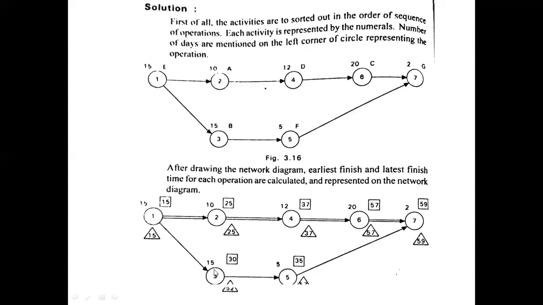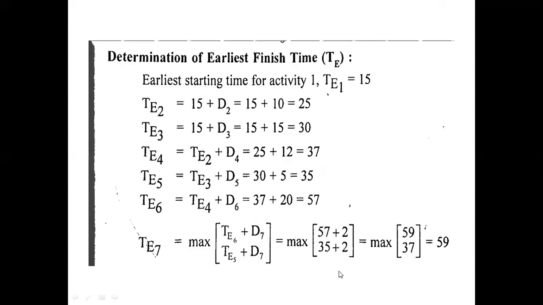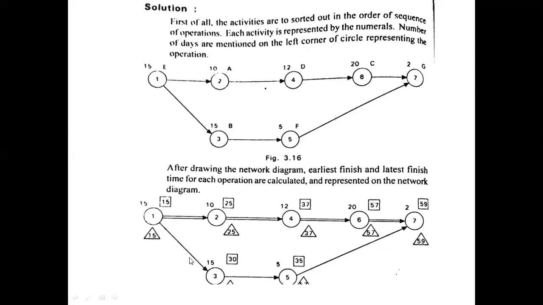And similarly, once you come to this side, for the third operation, what is the earliest finish time? 15 plus this 15, we can write as 30.